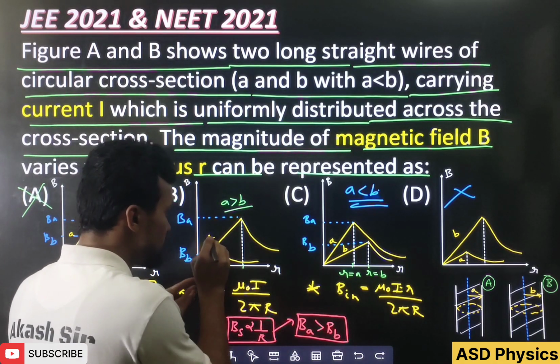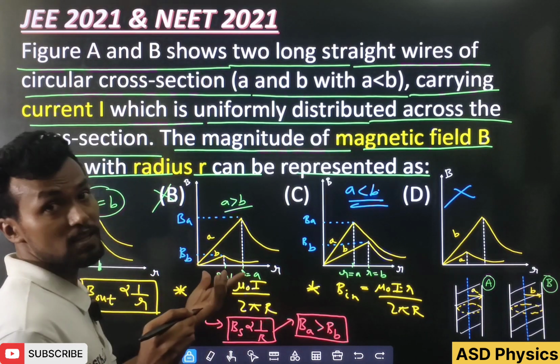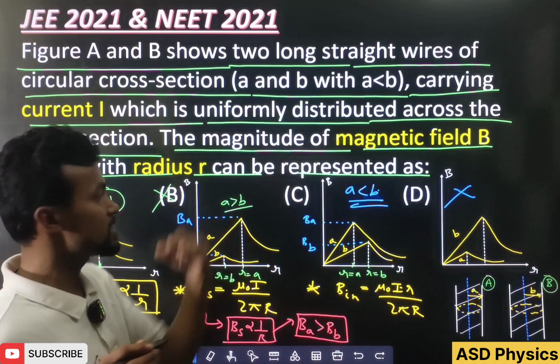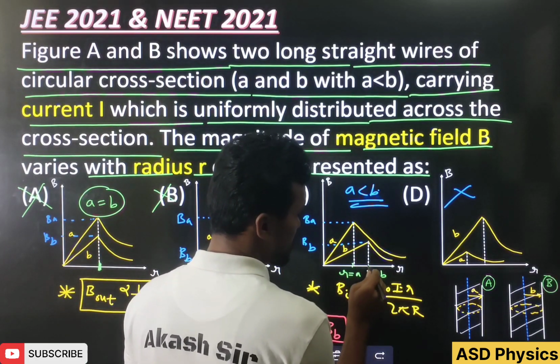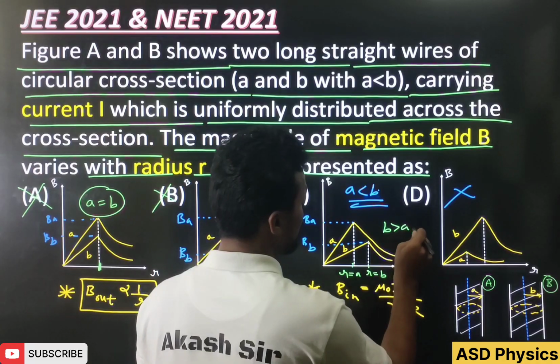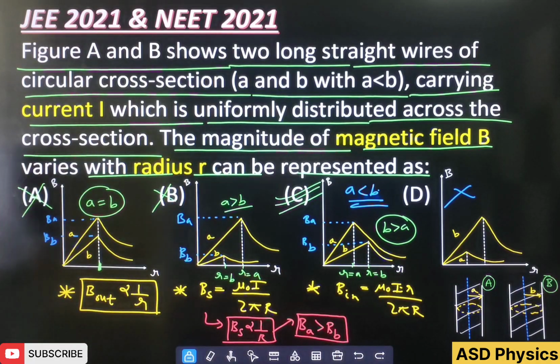Here, what is happening? See, this is A. Here we can say R equal to A, and here we can say R equal to B. So they are telling A greater than B, but this is not matching with the question, so this is also wrong. But here, we can tell very well, this B is here, A is here, so B is greater than A. That means the correct option is option C. Okay, remember that. Like this we have to eliminate options.